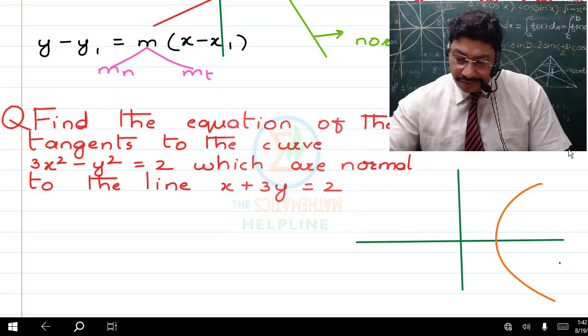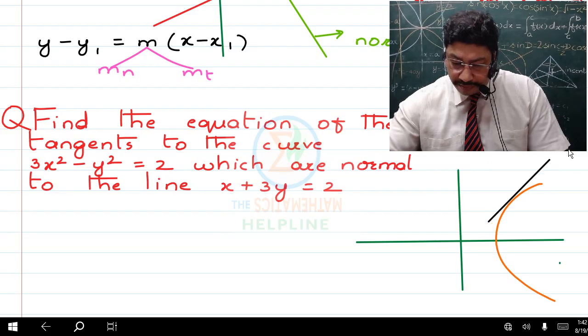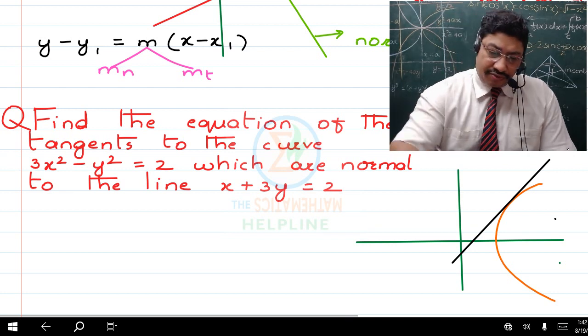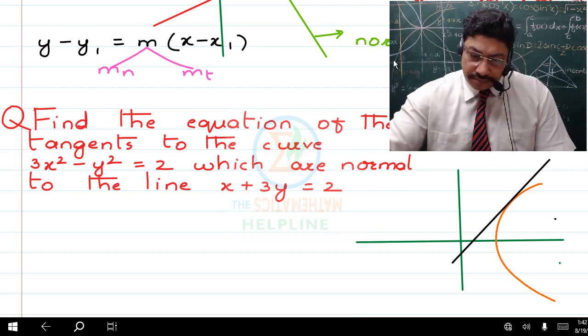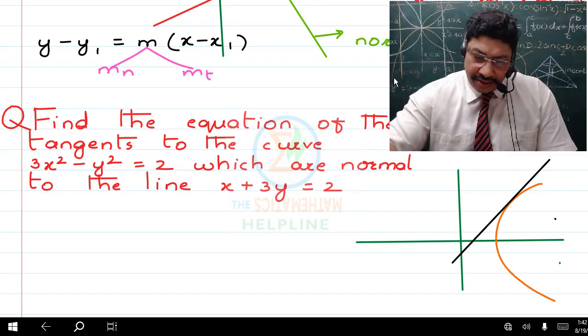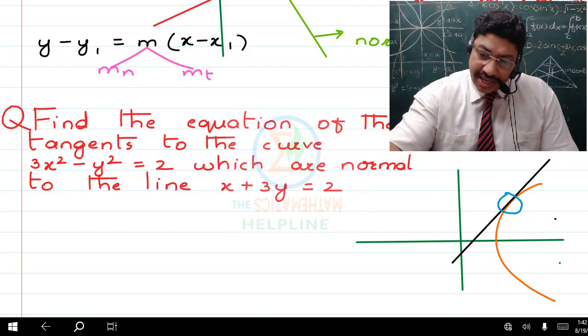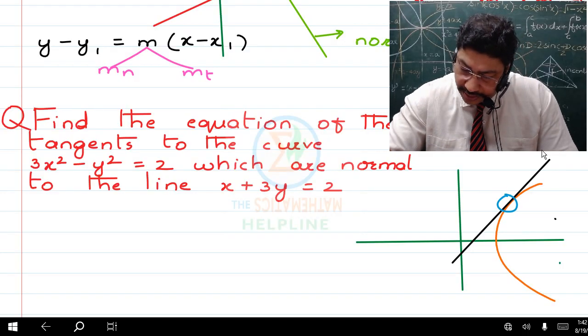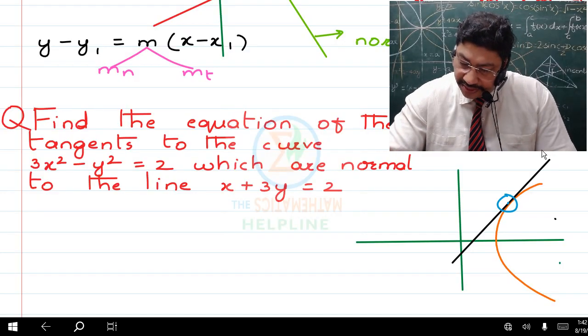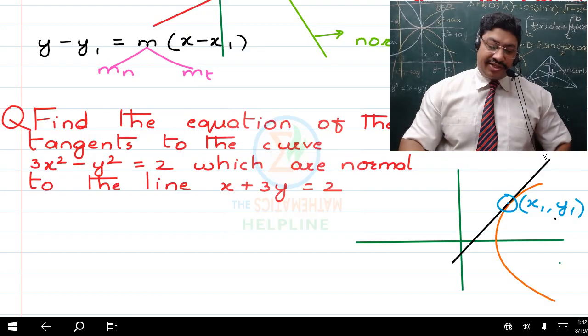So let's say now that the tangent that we're talking about is actually this point at which the straight line is touching the graph, right? And after that, what you are expected to do is find out the slope of the tangent at this point, which is say some x1 comma y1. We've got to find out the equation of the tangent at this point.